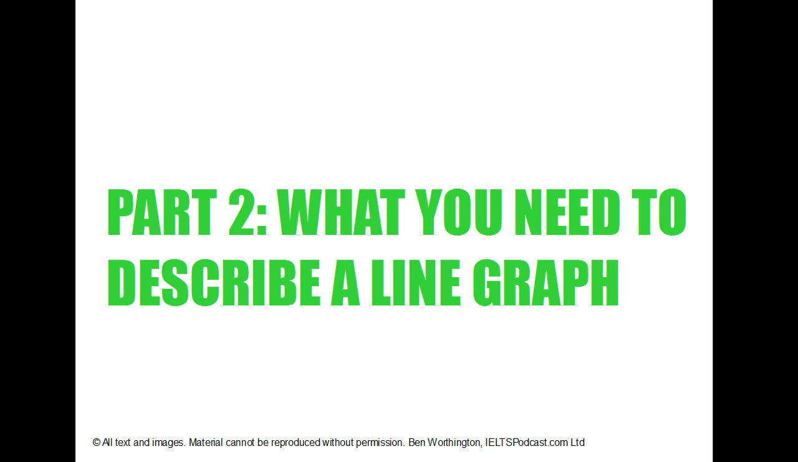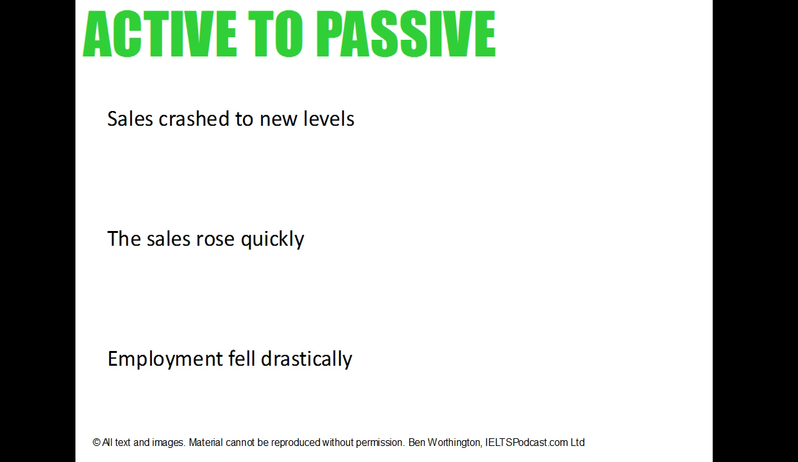Now then, let's have a look at the grammar you would need and the verbs and the nouns and all the rest of it. So first of all, a good skill to have to show the examiner a variety of structures is to transform the sentences from active to passive. So let's go through 3 examples here, and I want you to try and transform them before I do. So, sales crashed to new levels. How would we transform that to the passive?